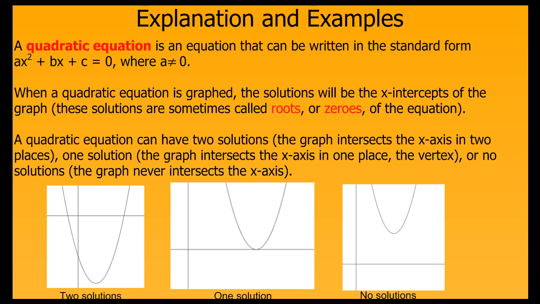A quadratic equation can have two solutions: the graph intersects the x-axis in two places. One solution: the graph intersects the x-axis in only one place, the vertex. Or no solutions: the graph never intersects the x-axis.